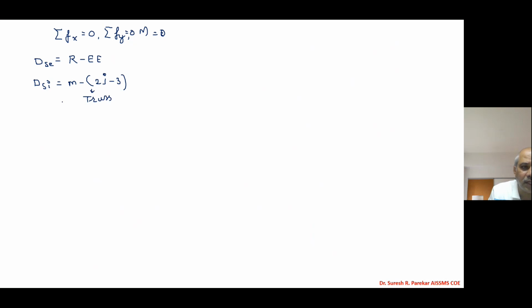Now I will just revise what we have to go for. We have to first use three equations: Fx equal to 0, Fy equal to 0, and moment equal to 0. Then we have to go for static indeterminacy: DSE equal to R minus equilibrium equations, and DSI equal to m minus 2j minus 3 if we are dealing with trusses that are pin jointed. And if we have rigid jointed, then we have to go with 3c, so for rigid jointed, DSI equal to 3c.